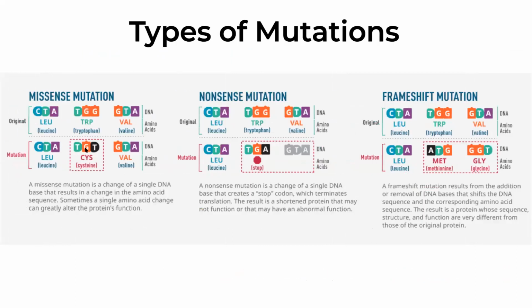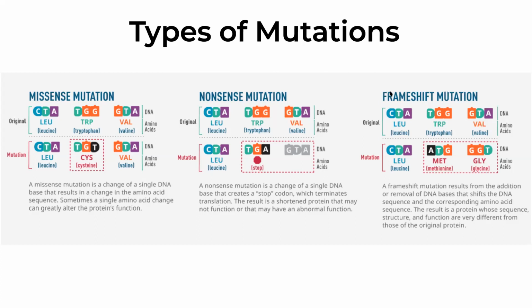Sometimes they don't change the amino acid sequence, right? So like here we have a codon change and that changes the amino acid sequence. Sometimes they do not. Nonsense mutations actually create a stop codon. Who knows what a stop codon is? Well, you don't need to tell me because it says it right here, right? So it terminates translation. In other words, that protein can be shorter and not function.